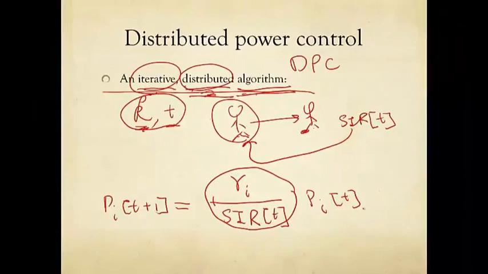And this is true for all the pairs i. So we use this notation, for all i. And that's it. This is DPC. Say, wow, that's pretty simple. Well, it's actually very simple. Okay, how simple is it? Well, let's take a look.